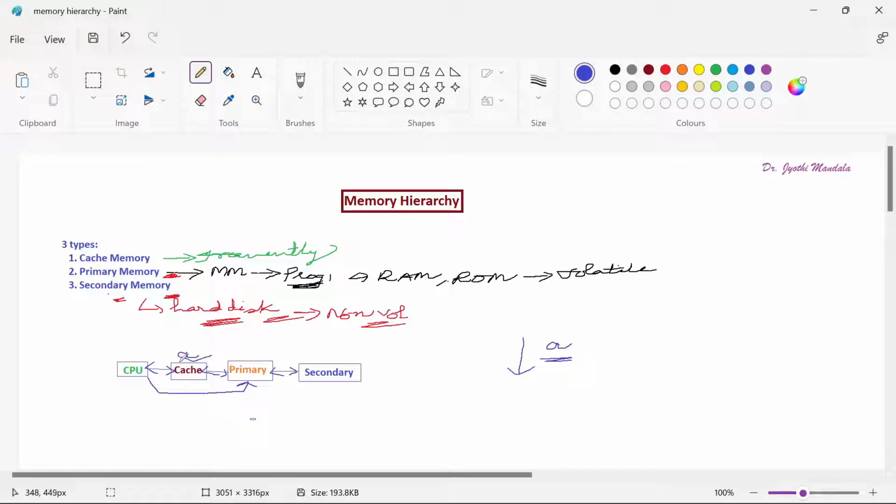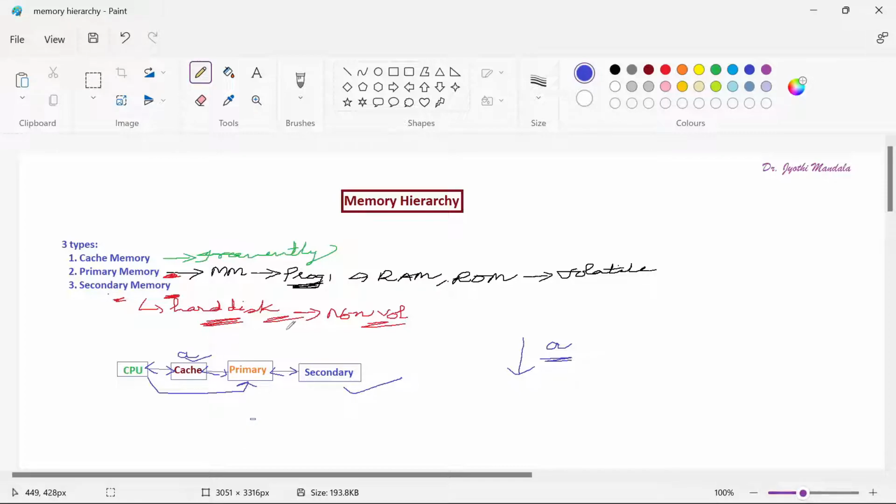But when we talk about the size requirement, the size of the cache memory is less compared to the primary memory, and the size of the primary memory is less compared to the secondary memory. Why? Because the secondary memory holds a lot of data; everything we want to store will be stored in the hard disk. But the limited programs and their related data that we want to execute should be stored in the primary memory. And in the cache memory, only frequently used data is stored, so the cache memory size is very small compared to the primary memory.